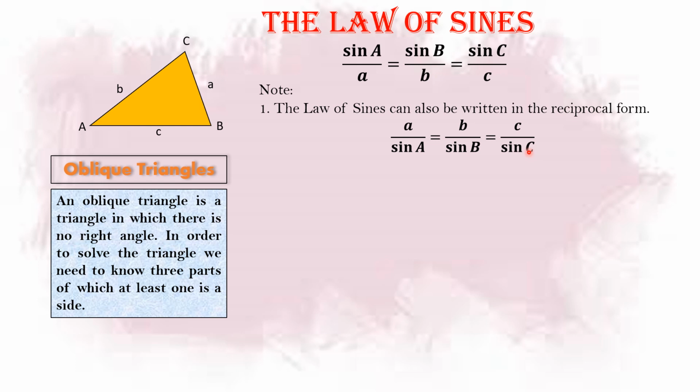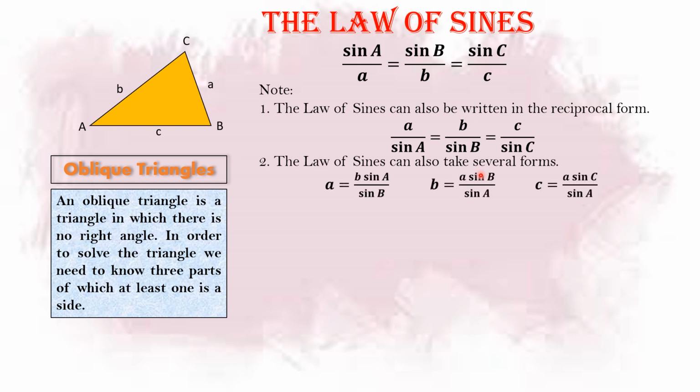The second one is that the law of sines can also take several forms. So, in the law of sines, merong mga several forms. What forms are those? The first one is like this. Kung ang unknown is the A, so magiging A is equal to B sine A over sine B. Ma'am, paano po nangyari yan?